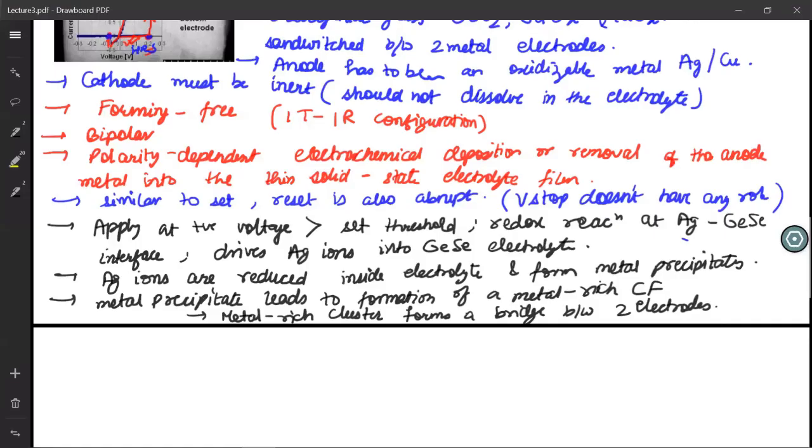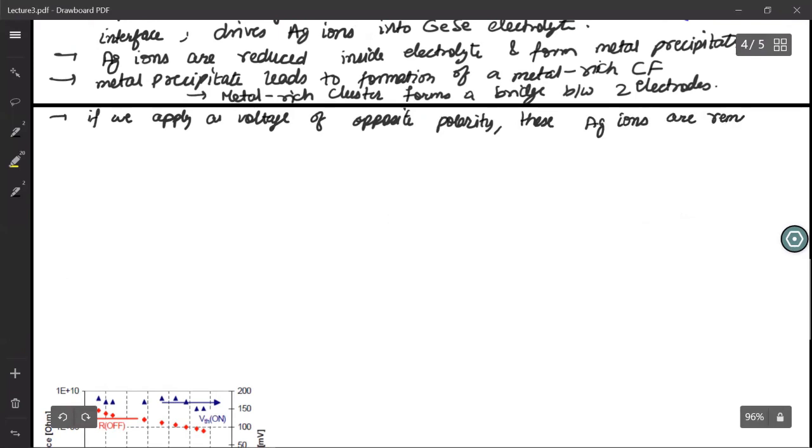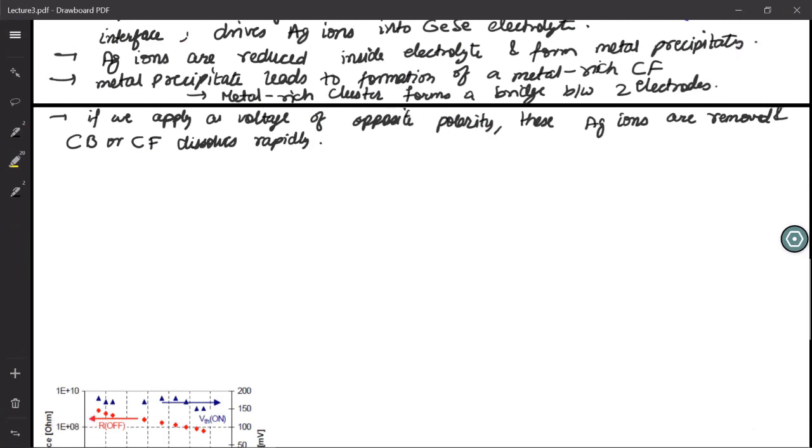Now what happens if we apply an opposite polarity voltage? If we apply a voltage of opposite polarity, these Ag ions are removed and the conduction bridge or the conduction filament dissolves rapidly. So this is the working principle of your CB-RAM.